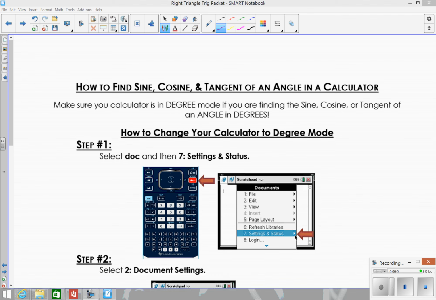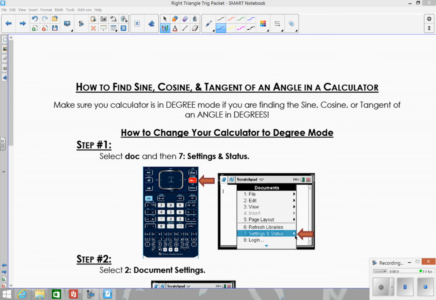Hi everyone. So today we're going to look at basically the use of sine, cosine, and tangent and how we can use it to find missing sides of right triangles when we don't have enough information to be able to use the Pythagorean theorem. So first thing is some calculator information because you're going to have to be able to put these into your calculator.